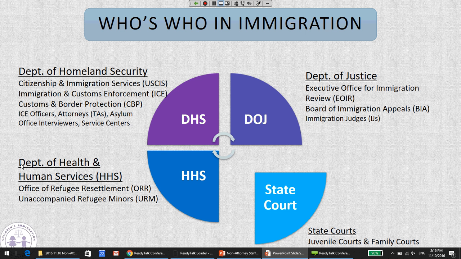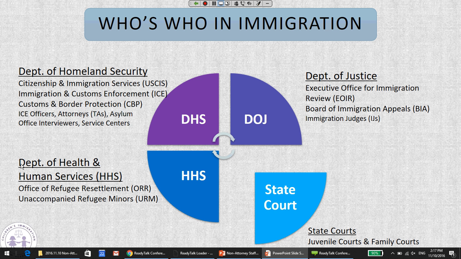There on the top right, we have DOJ, Department of Justice. And this is where the Executive Office for Immigration Review sits. That's EOIR, and that's your immigration judges, your IJs. They also have the Board of Immigration Appeals, and I'm going to go into kind of how that appellate process plays out in a second.